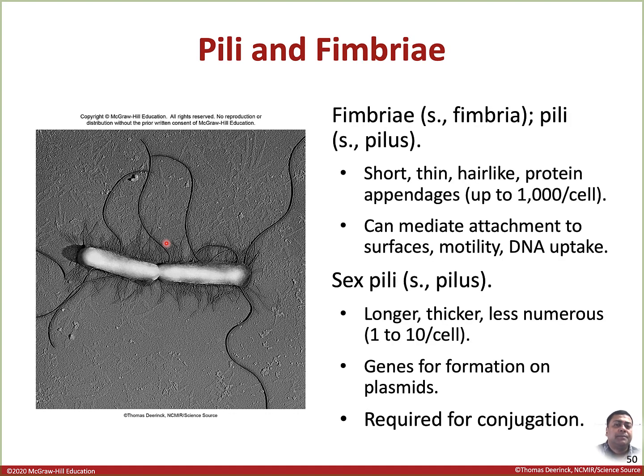So let's take a look at what they are. Fimbria is singular and fimbriae is plural; pilus singular, pili plural. These are short, thin, hair-like protein appendages, about 1,000 per cell, and they can mediate attachment, surface motility, and DNA uptake, these kinds of things. So these are the small fimbriae or pili. Whereas the longer, larger ones are known as a sex pilus or sex pili. Longer, thicker, 1 to 10 per cell, and the genes for their formation are on plasmids.